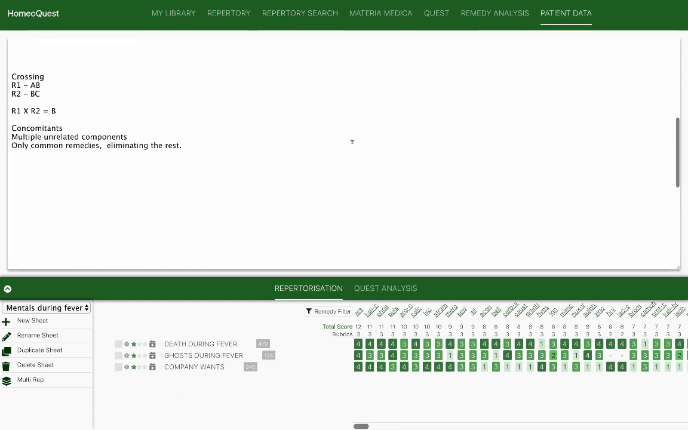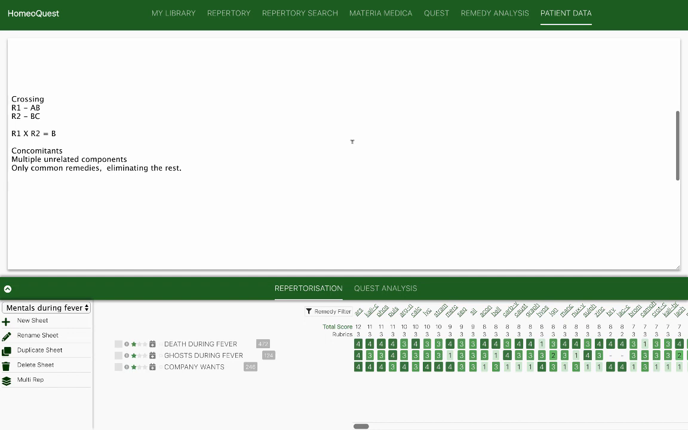Now let's move on to what's crossing. So crossing is something where you are basically using two or more rubrics and you cross them and you create a new rubric. Now, what happens in crossing is only the common remedies are taken in these rubrics. Okay, so say rubric 1 has A and B remedies, rubric 2 has B and C. When you cross them, you have only the common remedy B being considered.